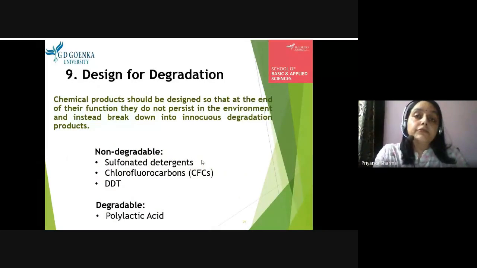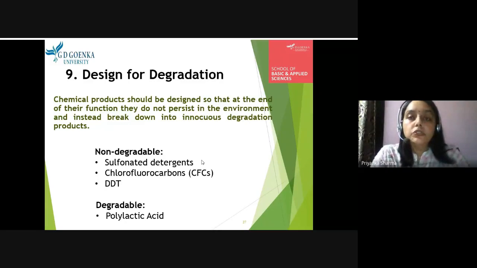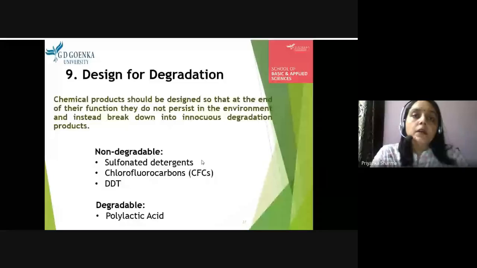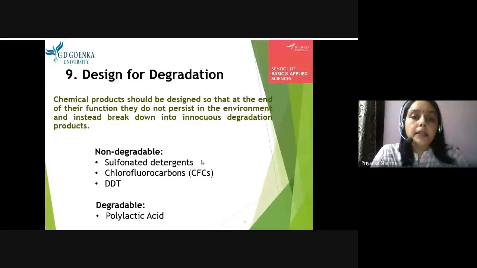Now, the ninth principle of green chemistry says design for degradation. That means whatever product we are trying to get should not persist in the environment. Whatever we are synthesizing, whatever chemical transformation we are doing in the industry or in the laboratory, anywhere, the product should be degradable. Why is it so? Because if your product is not biodegradable, then it will enter into your food chain, and the concentration of those toxic substances will increase at each successive level in the food chain. So that leads to the phenomenon that we all know, bioamplification or bioaccumulation.